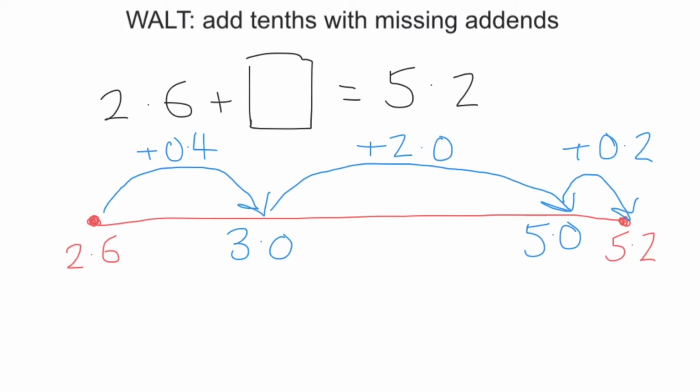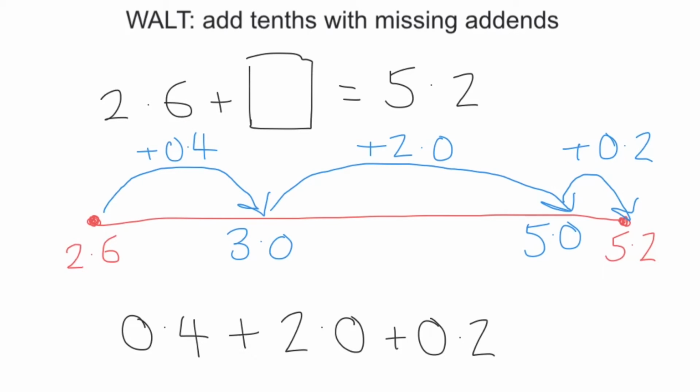Now we aren't quite finished yet. We still need to add up all of the jumps that we've done. So we've done 3 jumps here. So we need to add up our 0.4, 2.0 and 0.2. Now when I'm adding up numbers like this, I like to keep my tenths together with my ones. So I'm thinking of 0.4 plus 0.2, which would equal 0.6, and then I've got 2 ones as well. So I'm going to go 2.6. So 2.6 plus something equals 5.2. The answer is 2.6.